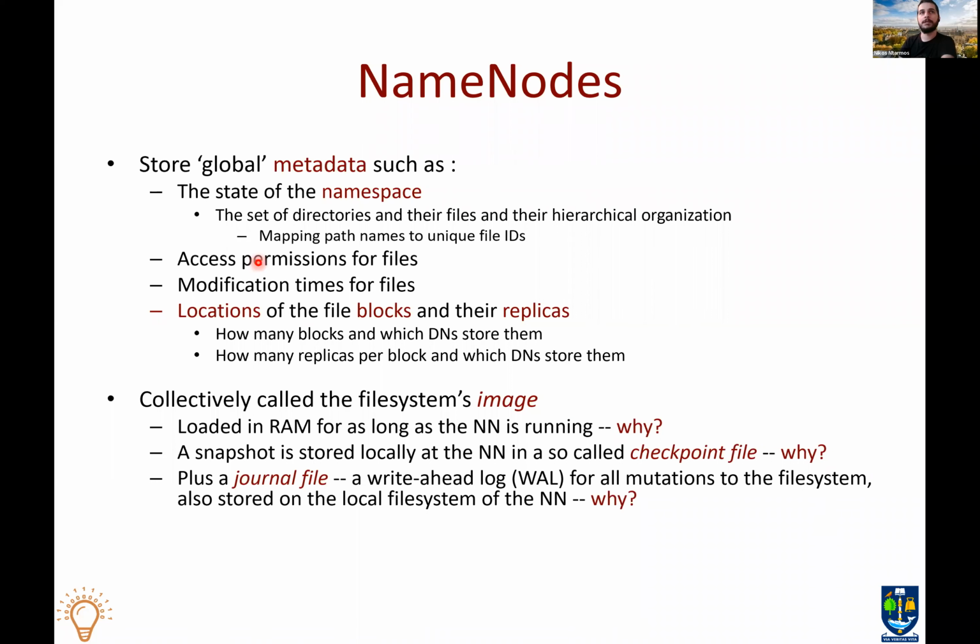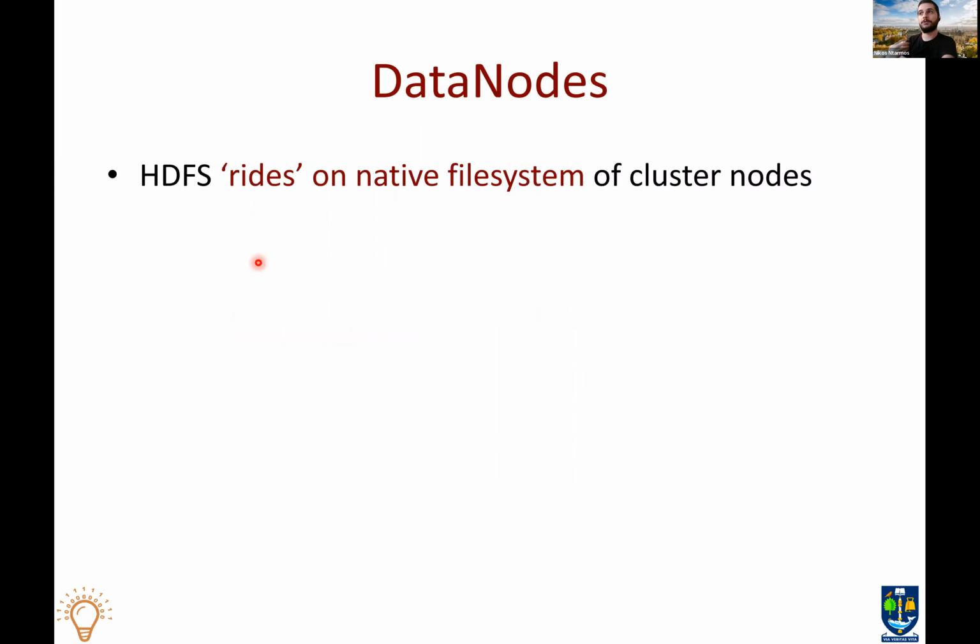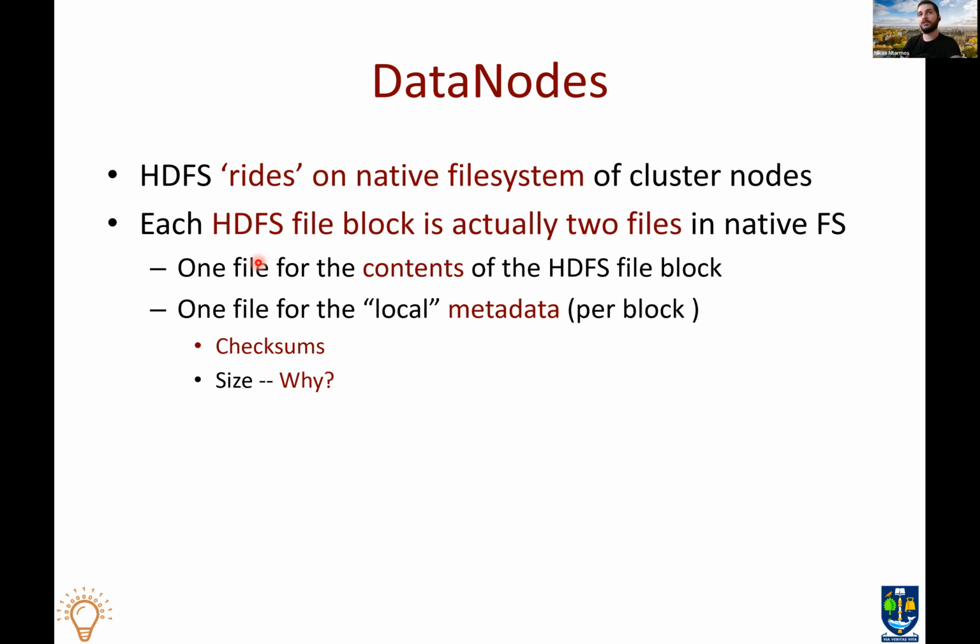Okay, and then data nodes are the guys who store the data, as we said. So HDFS sort of writes on the native file system of cluster nodes. What this means is that each HDFS block is actually 2 files stored in the native file system, right? Why is this? I mean, what would be the alternative? The alternative would be for HDFS to actually implement a storage on top of a block device, so accessing disk as a raw medium. But that would probably be way more complicated.